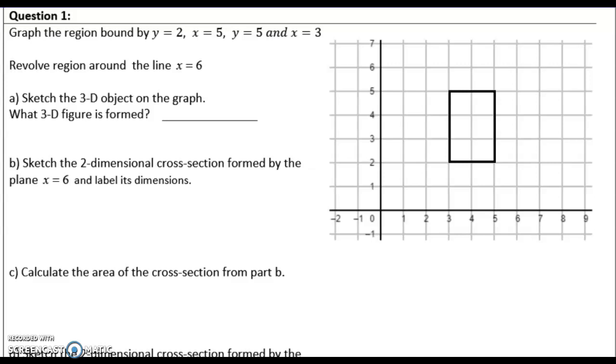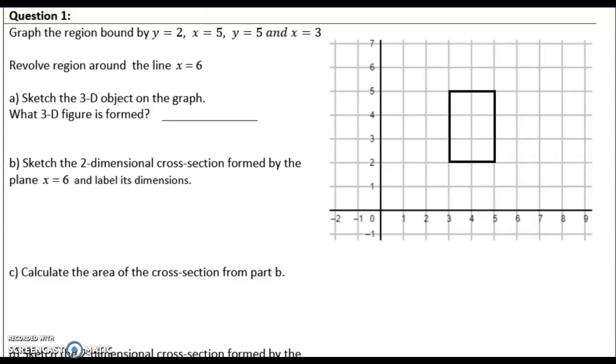All right, guys, we are doing the same thing we did yesterday, a little extra step or a little bit different in this first example. I already started just to save a little time. If we are finding the region bound by y equals 2, that's right here. x equals 5 is right here. y equals 5 is this horizontal, and x equals 3. You can see we get a rectangle.